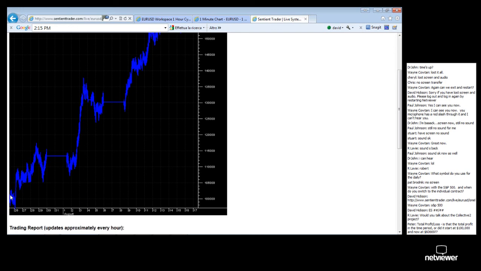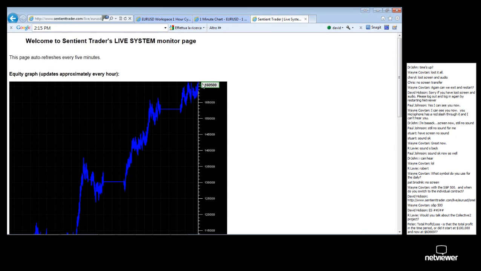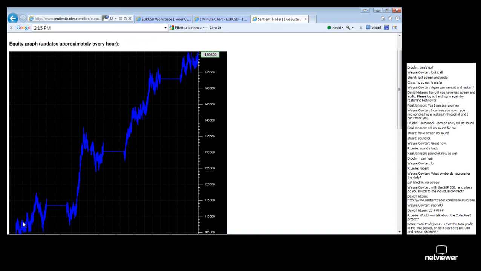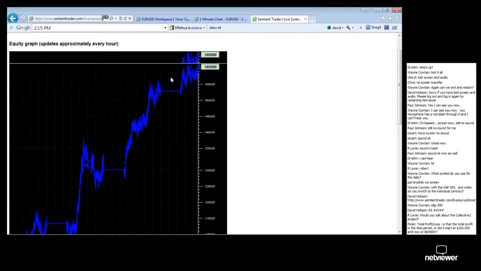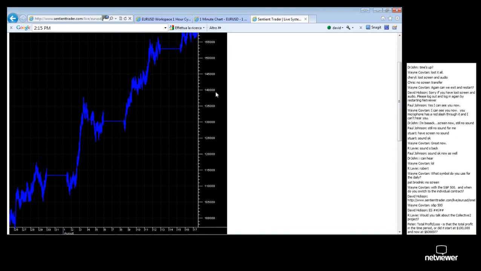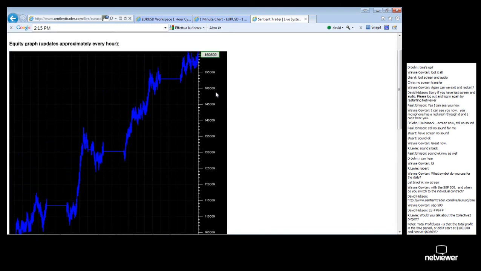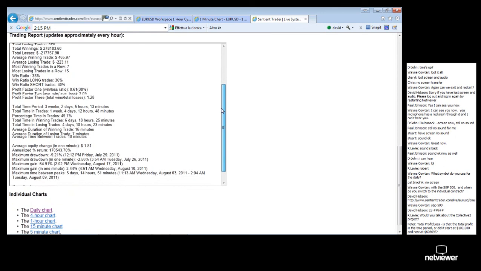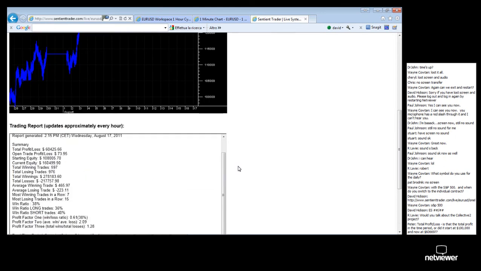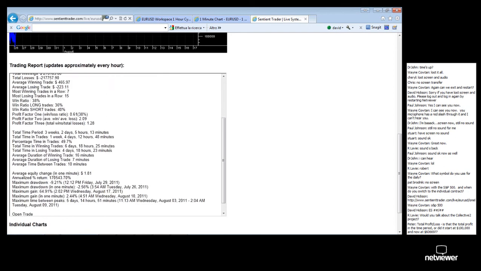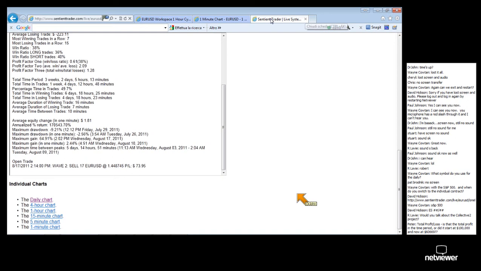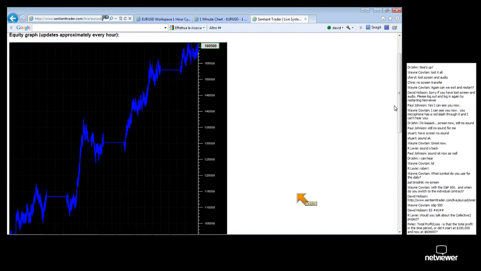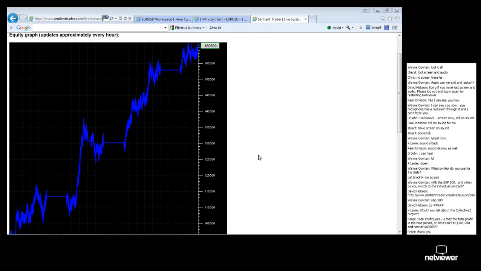You can see that on the 25th, I think it is, of July, it started at a level of 100,000. You can see the dates along the bottom. Here we are today on the 17th, and it is up at 160,500. Okay, so that's not something we publicize because we're not selling the system as an automatic trading system, but it's something we monitor just to keep an eye on how the cycles are behaving. And in fact, here you can see a full trading report, including all kinds of information that we keep an eye on. That's pretty exciting.